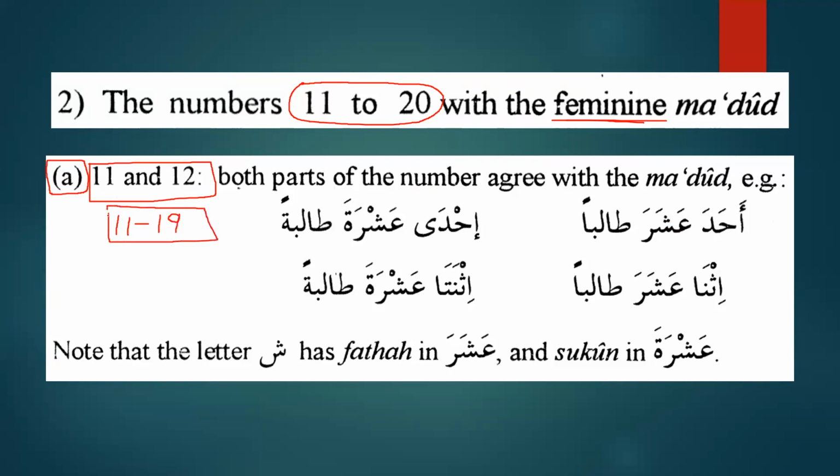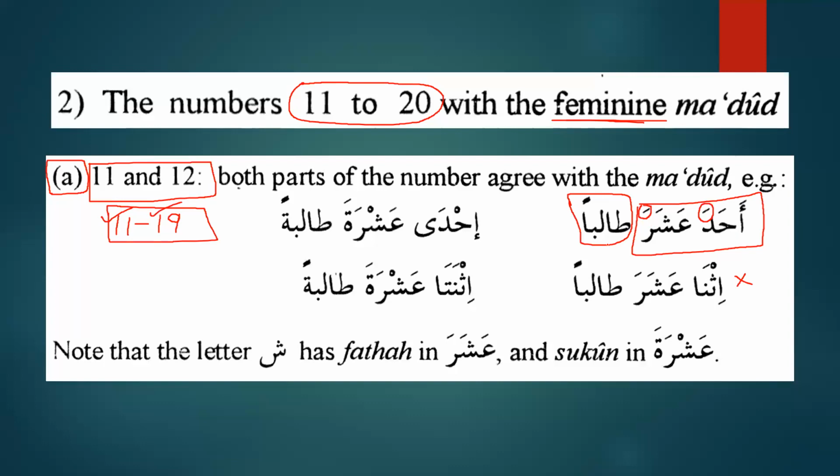What does that mean, they're compound numbers? That means the first two parts will be considered as 1, and the ma'dud will be considered as 1. So the first two parts are always mabniyun al-fath. All of them from 11 to 19 are mabniyun al-fath, except for 12. 12 is not mabniyun. But 11, 13, and up to 19 are mabniyun al-fath. That is, the first two numbers will always be read with a single fatha, always.